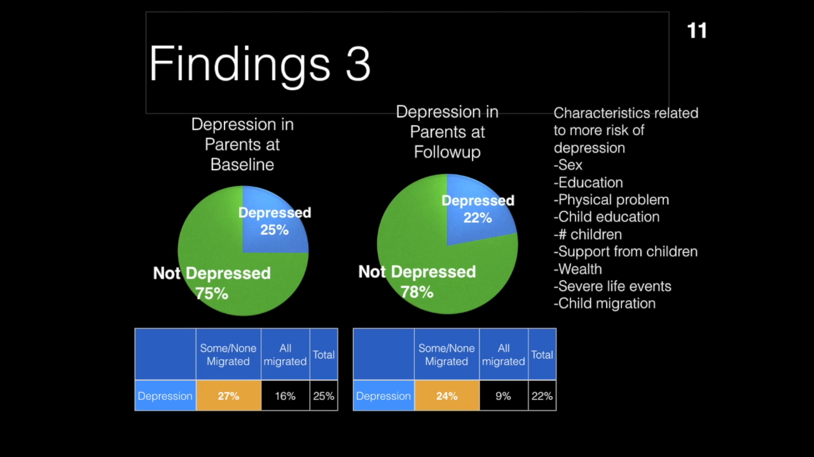Let's look at it closely. At baseline in 2006, 25% of parents were depressed. If we look at children migration, we see that if one or more children still remain in the home, the parents are more depressed at 27%. Compare this to 16% if all the children moved out. The same result was seen at follow-up, but the difference was even greater, 24% compared to 9%. In addition to other characteristics, they found that child migration affected the risk of depression in parents.